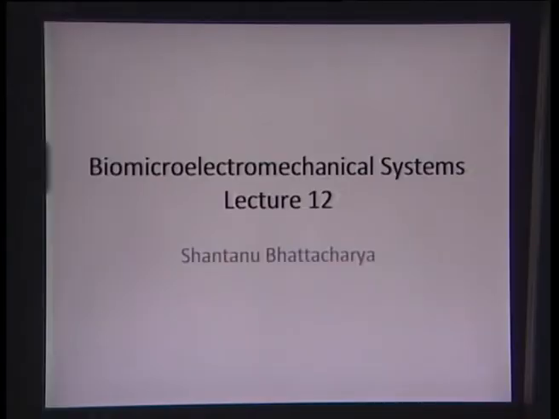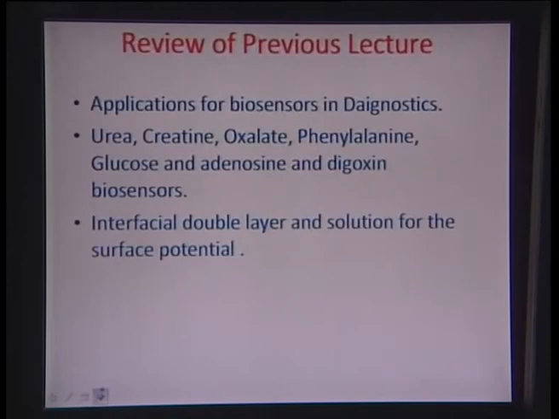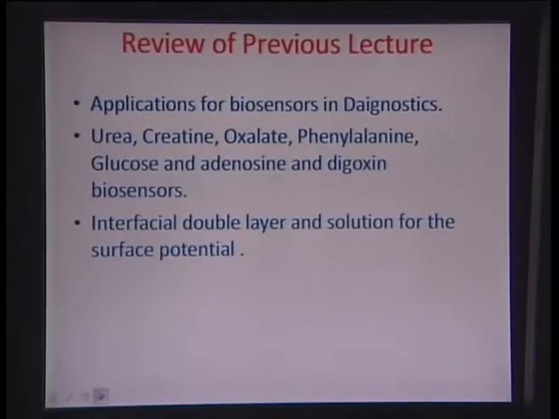Okay, so this is lecture 12 on bio micro electromechanical systems. In the last lecture, we tried to cover the following topics: application of biosensors in the diagnostics industry, particularly for metabolites of interest like urea, creatinine, oxalate, glucose, adenosine, and so on. There are different gas based sensors which are used for taking a blood sample and doing quick analysis of one or more of these metabolites in the patient's blood sample.